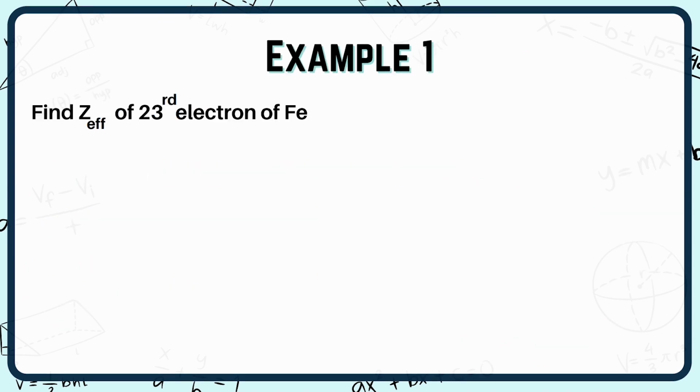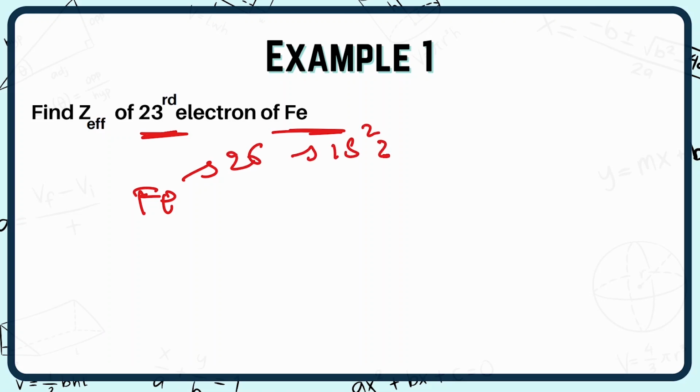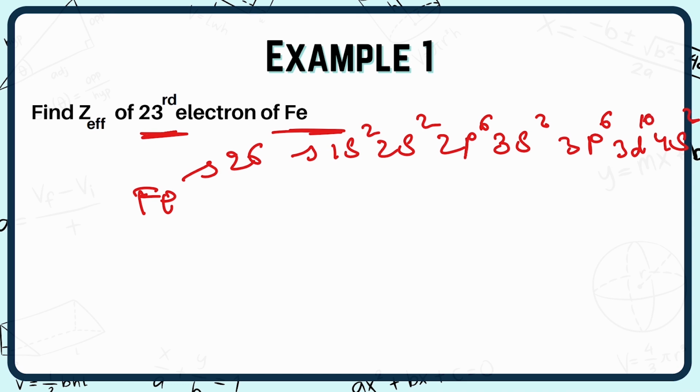Let's solve an example. Find the Z effective of the 23rd electron of Fe. Okay, so Fe's atomic number is what? Fe's atomic number is 26. So it will be 1s2, 2s2, 2p6, 3s2, 3p6, then 4s2 and 3d10. I have written 4s2 here and 3d10 here so that you understand that the third shell is together here. It will help you to solve the question.